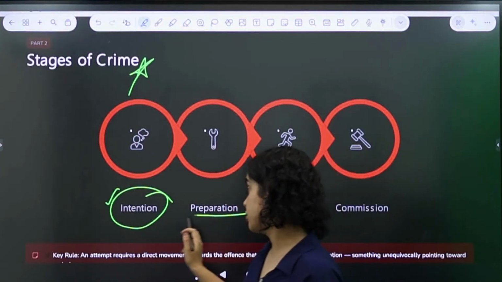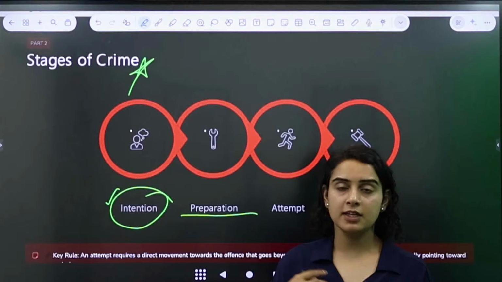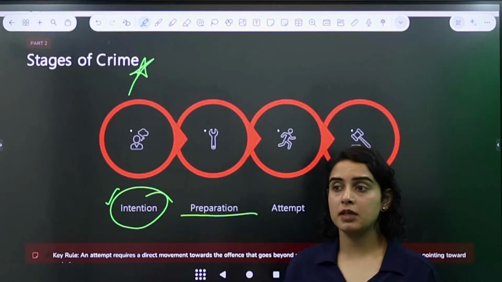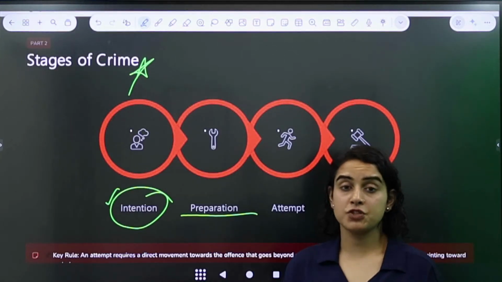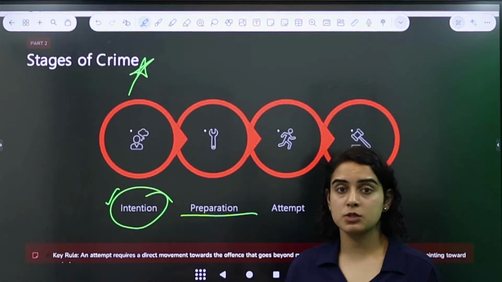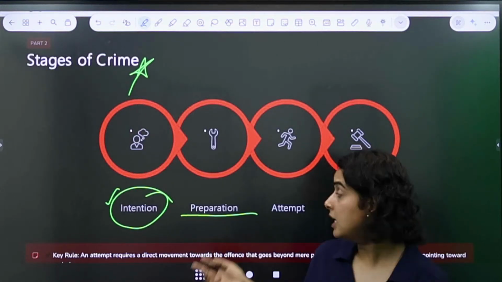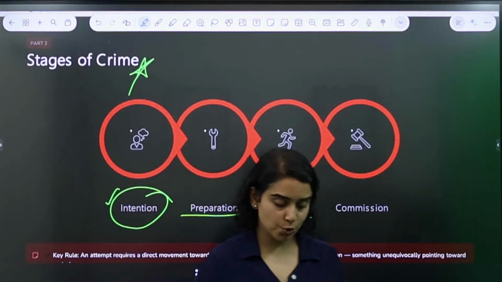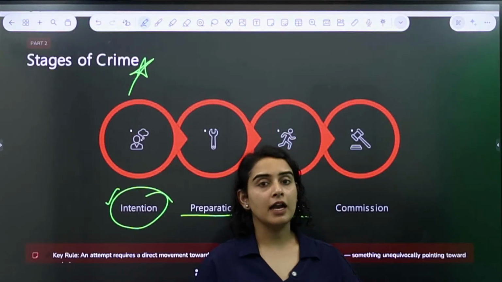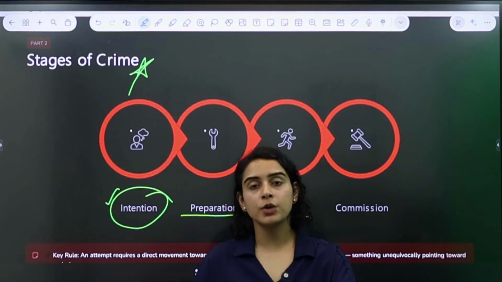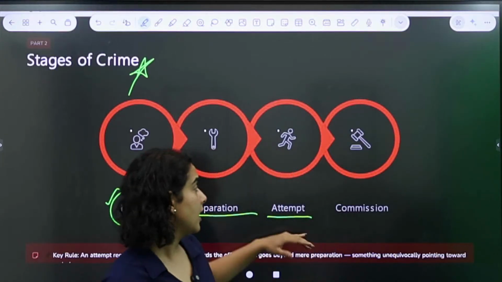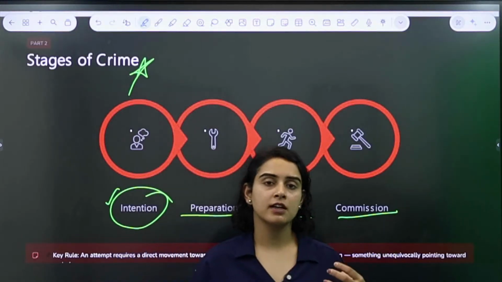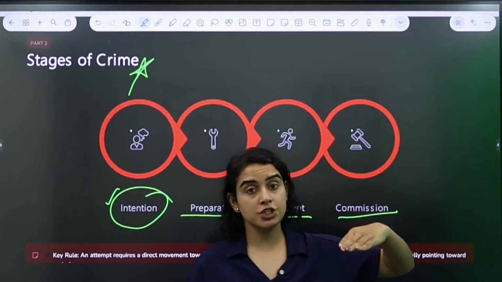Second is preparation. Now he has made up his mind that he wants to kill this person, so the second thing he'll do is start preparing. Maybe he arranges for a gun, or any weapons which can be helpful in killing B. That's preparation. The third stage is attempt, where he finally shows up near B and points his gun at him. That is attempt. And fourth is commission. Commission is when he has actually shot and killed B.